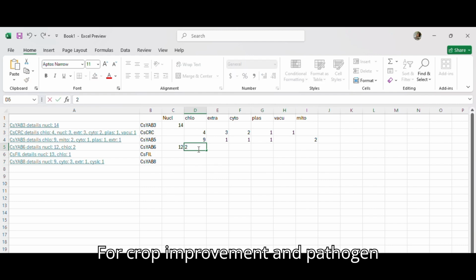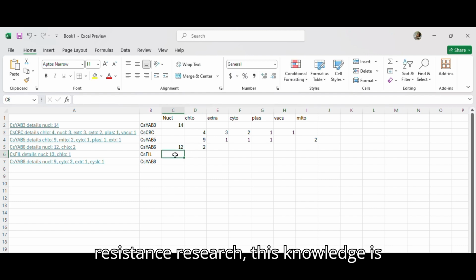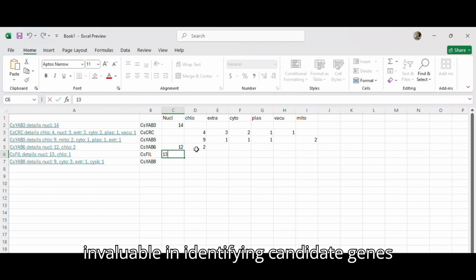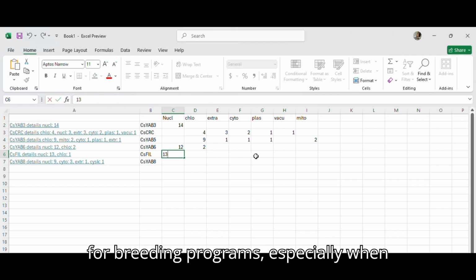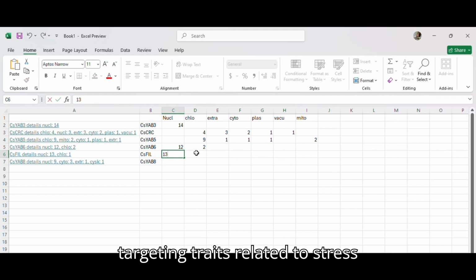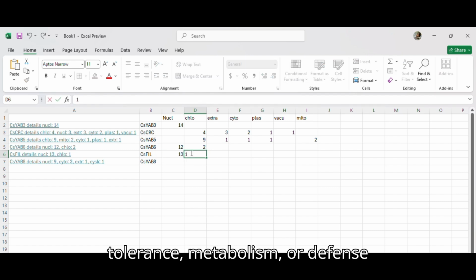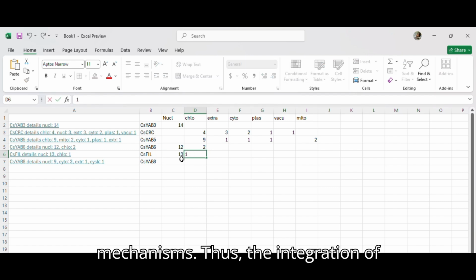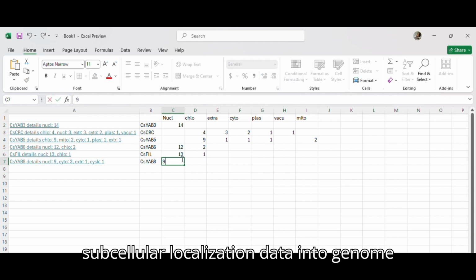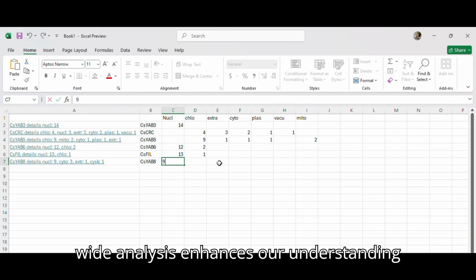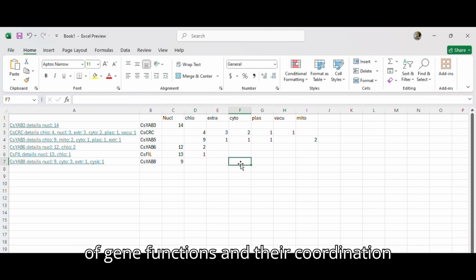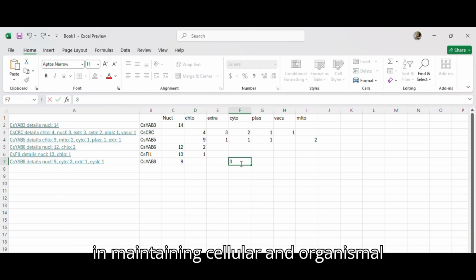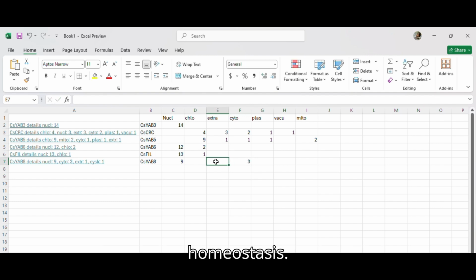For crop improvement and pathogen resistance research, this knowledge is invaluable in identifying candidate genes for breeding programs, especially when targeting traits related to stress tolerance, metabolism, or defense mechanisms. Thus, the integration of subcellular localization data into genome-wide analysis enhances our understanding of gene functions and their coordination in maintaining cellular and organismal homeostasis.